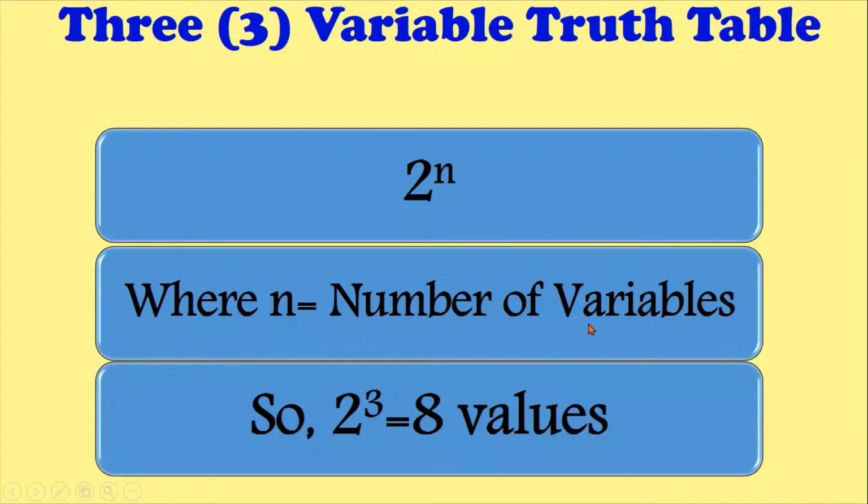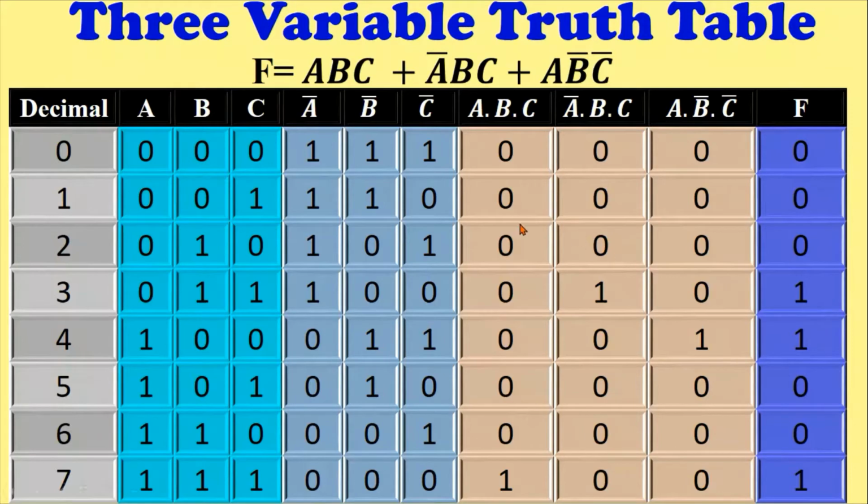Again the formula is 2 to the power n, where small n is the number of variables. If the variables are 3, as I have mentioned, so 2 to the power 3, in place of n we will put 3, so we will have 8 values. So let's start with 8 values. How could we define them in the table?